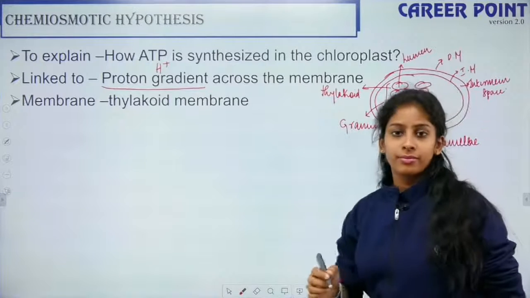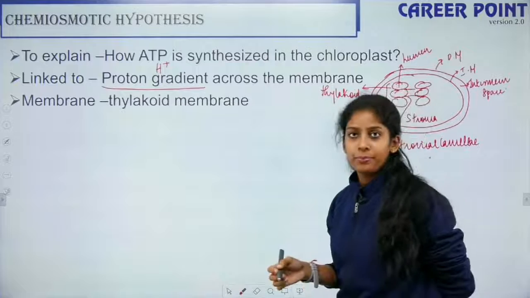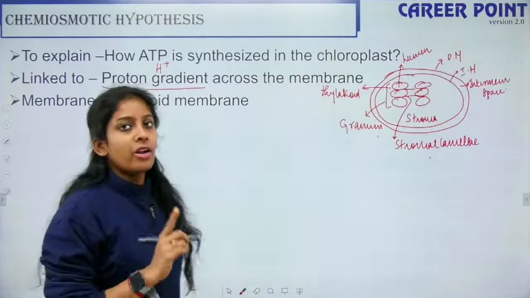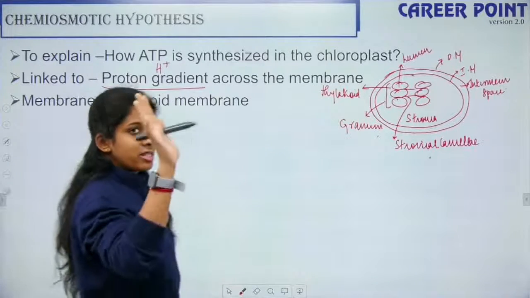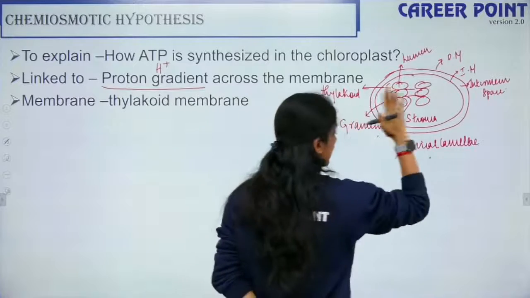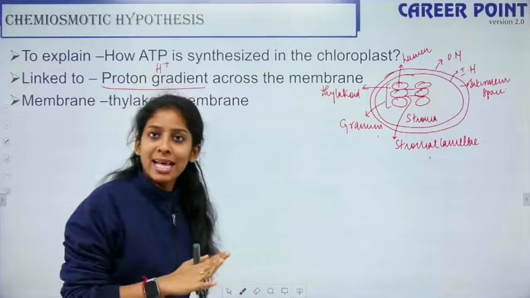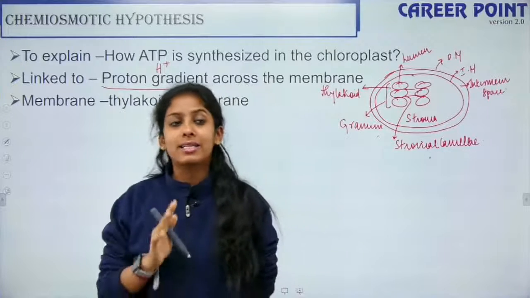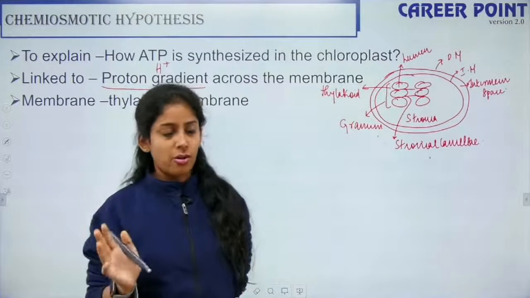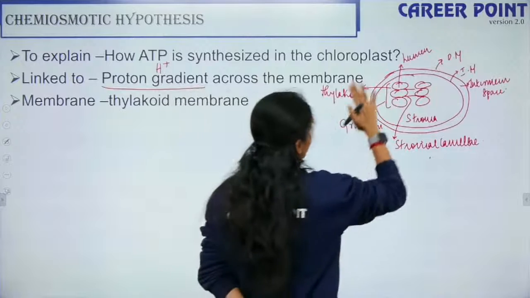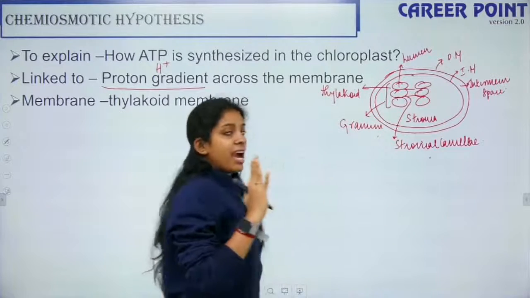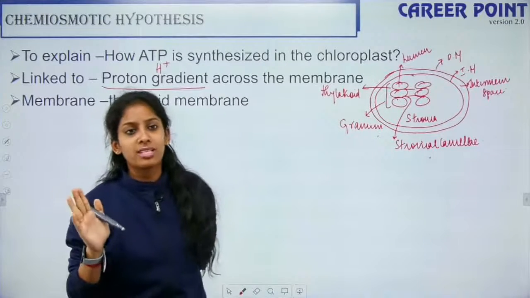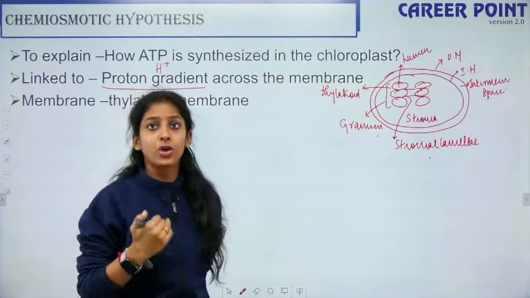Fine? Yes. So the synthesis of ATP happens inside this chloroplast, right? Inside this chloroplast, ATP synthesis happens by the chemiosmotic hypothesis, all right? In this hypothesis, I have to have an H plus gradient, or a proton gradient, across the membrane.